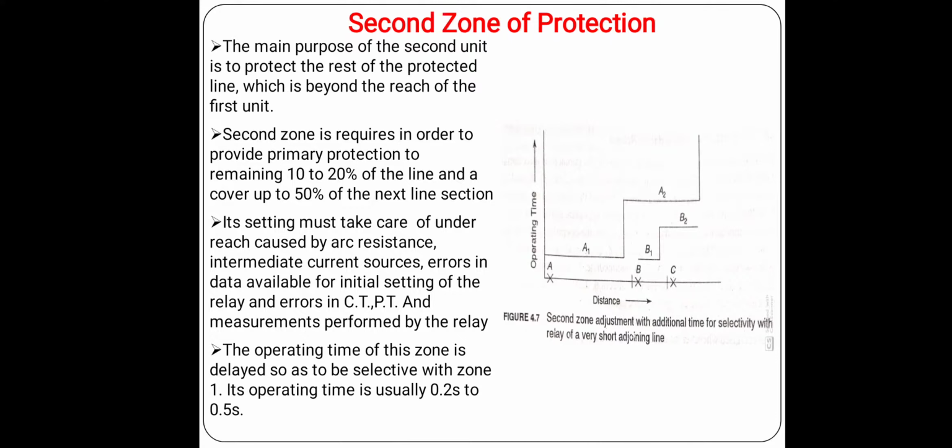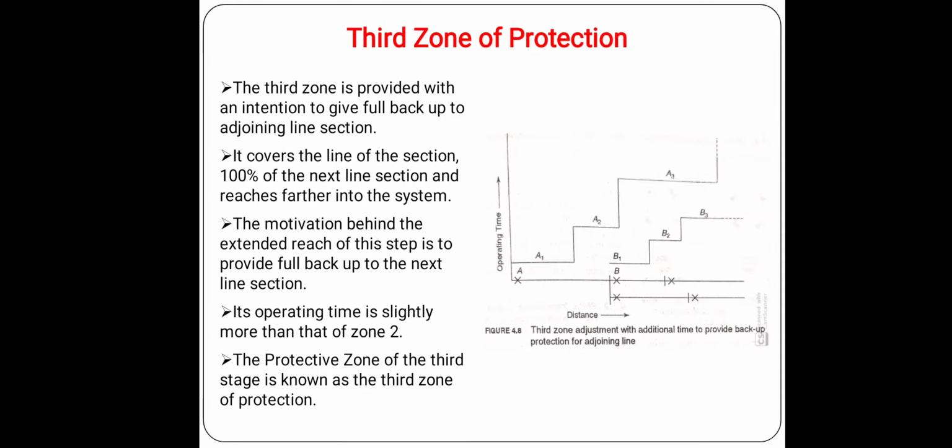In the case of a short adjoining line section, the setting of the second zone unit based on this principle becomes very difficult. To solve the problem, the second zone delay time is made long enough to be selective with the second zone time of the adjoining line section. So here we will see the second zone adjustment with additional time for selectivity with the relay of a very short adjoining line. Okay, now the next one is our third zone of protection.